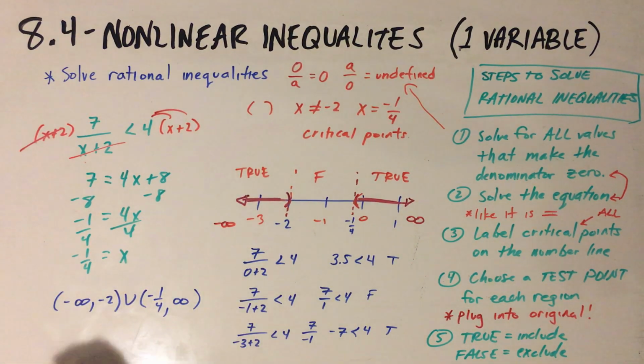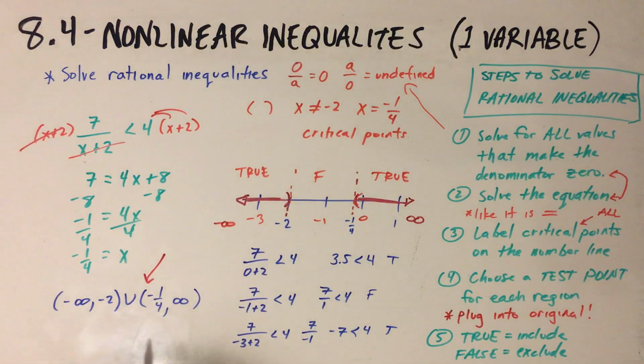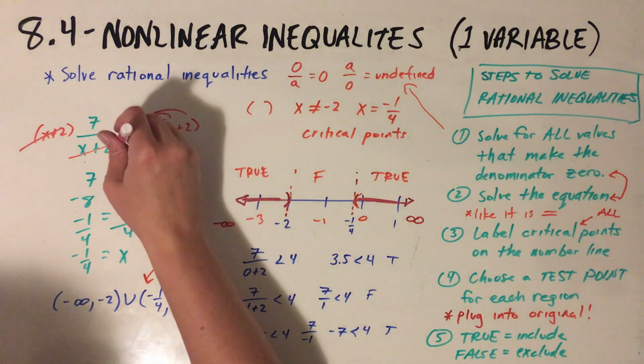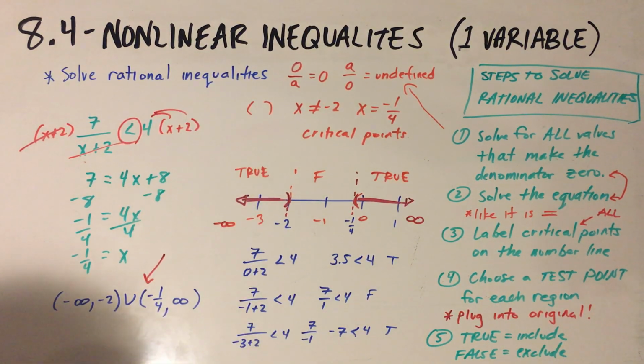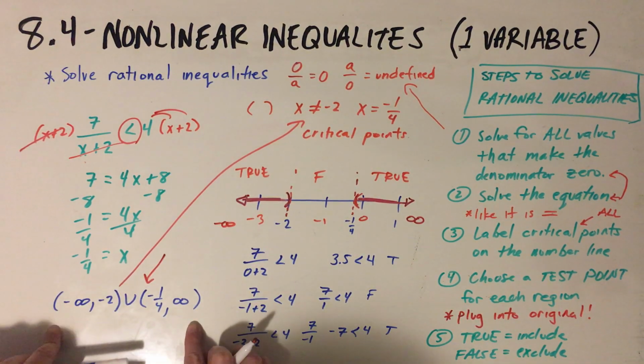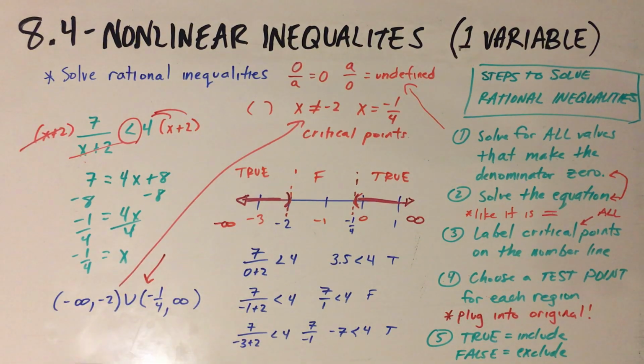Now, why is this one right here a parenthesis? It's a parenthesis because this is just less than. There's no equal to part of the statement. It's a parenthesis for a different reason than this. This one is a parenthesis because x cannot equal -2. Okay, infinities always have parentheses. All right, so that is one example.